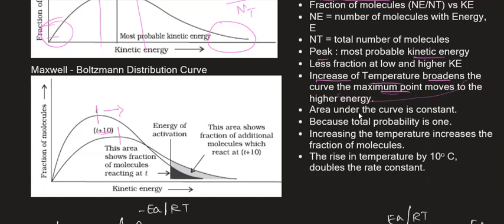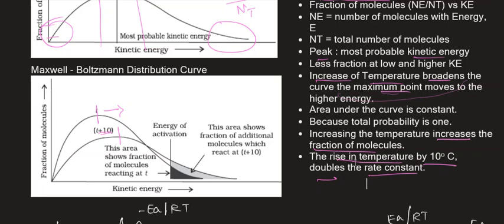Not only that, the area under the curve is constant because the total probability is 1. Normally, when you say the probability of one fraction plus the probability of another fraction, it is always equal to 1, is it not? The net probability is 1. So the area of the curve is constant here, but the increase of temperature increases the fraction of molecules. It means the curve widens. So there is more participation, is it not? The rise in temperature by 10 degrees centigrade almost doubles the rate constant. So this is a very important aspect.